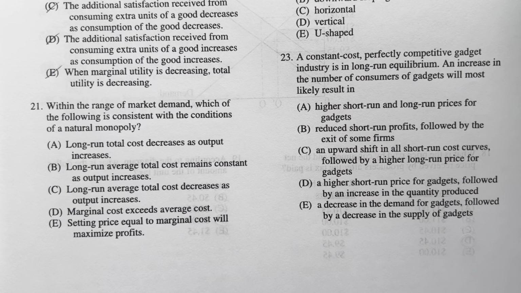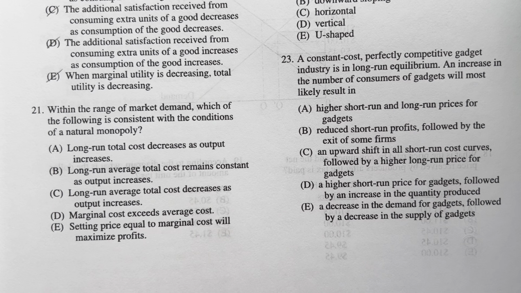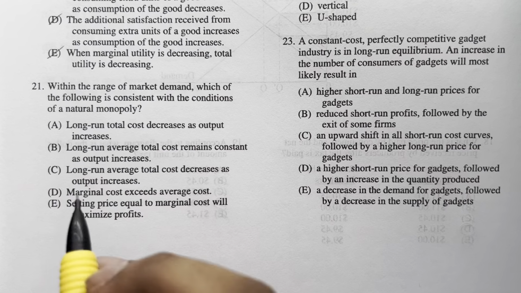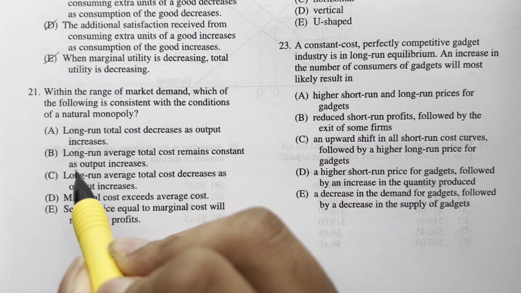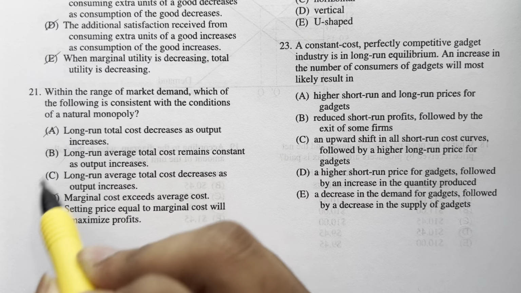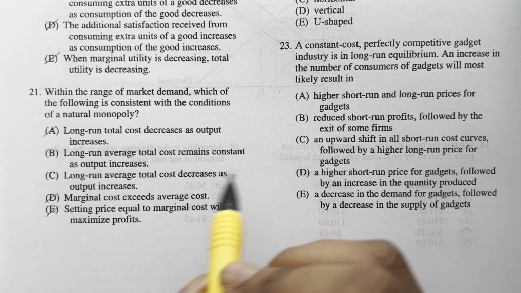All right, time to do 21 to 30. 21. Within the range of market demand, which of the following is consistent with the conditions of natural monopoly? For this one, the main difference between monopolies and natural monopolies is the long-run ATC cost. Now look at these, and the long run decreases as output increases.